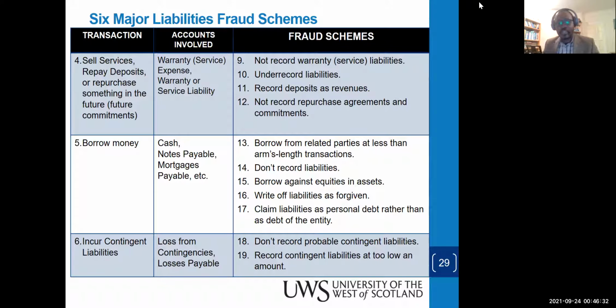They could also borrow cash, and in these accounts, what they will do is borrow from related parties at less than an arm's length transaction. They will not record these liabilities. They will borrow against equities in assets, and they will write off liabilities as if these liabilities have been forgiven, when in reality they still owe them. And they could also claim liabilities as personal debt rather than as debt of the entity. And it happens a lot, especially in financial institutions. They could also incur contingent liabilities, and what they will do is not record these contingent liabilities at all, or under-record them at a very low amount.